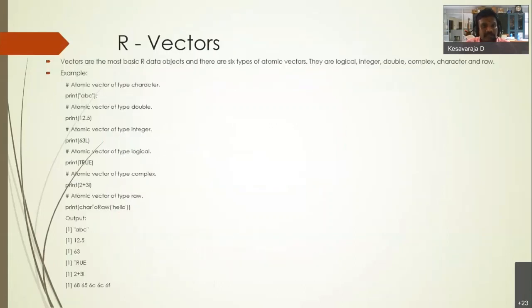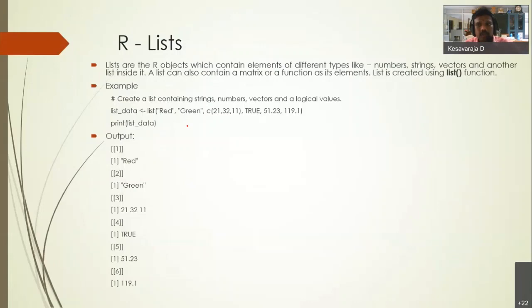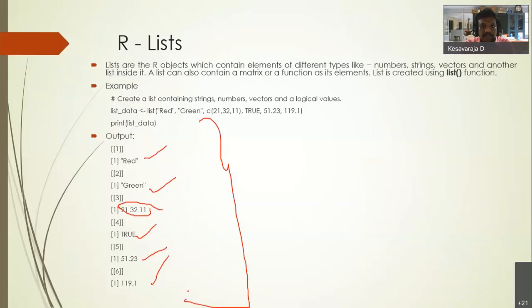So vectors. A vector is a normal data value: a vector of characters, of doubles, of integers, or of logicals. The last one of the base of R programming is named list. A list is a collection of data, for example red, green, then a collection of data 21, 32, and 11, then true, then 51.23. So you can specify strings, numbers, vectors, and logical values.